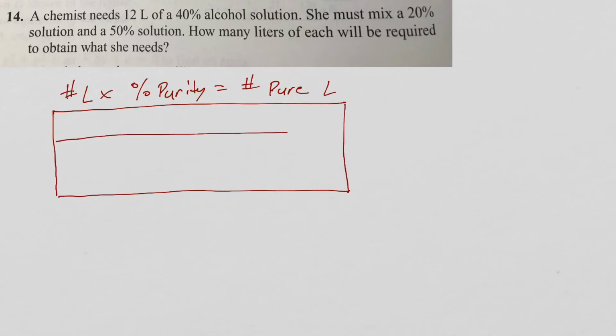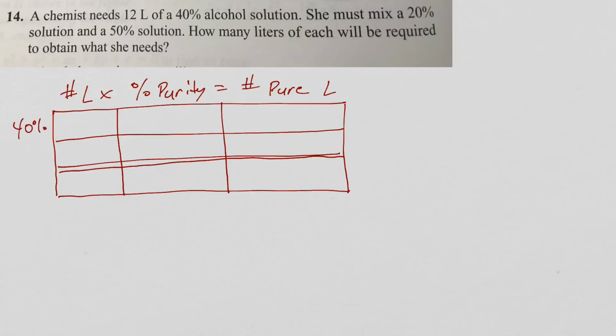Okay, we have two things that we're mixing together to get to a mixture. I'll put a double line here so that I understand the bottom line is my mixture. I'll put a line under the multiplication, a line under the equals to separate my boxes. I have a 40% solution, a 20.